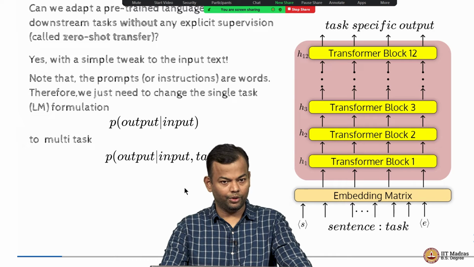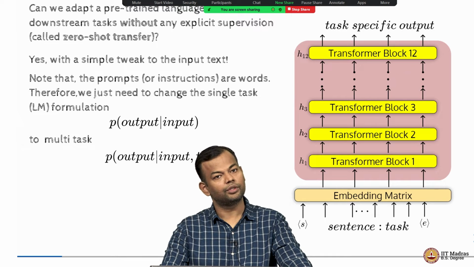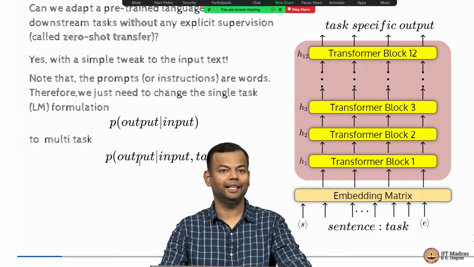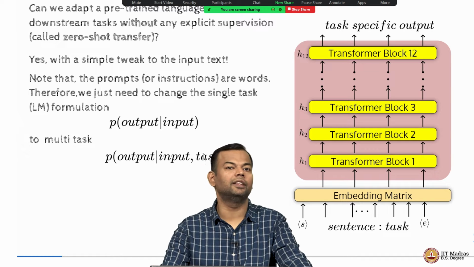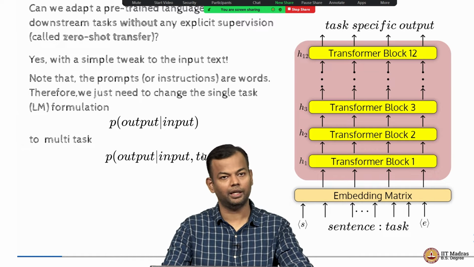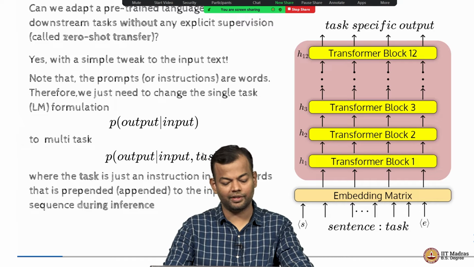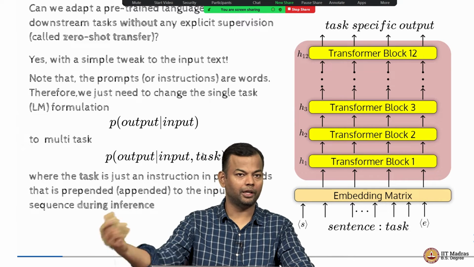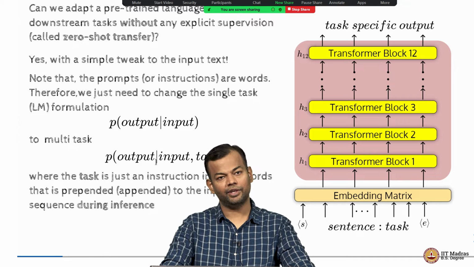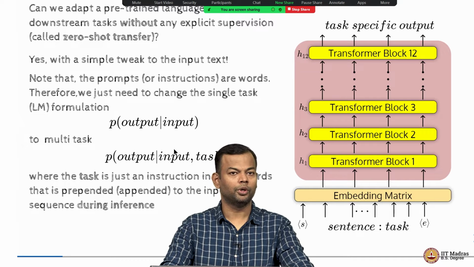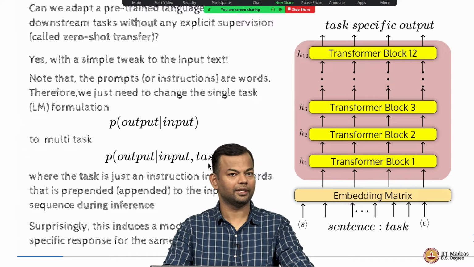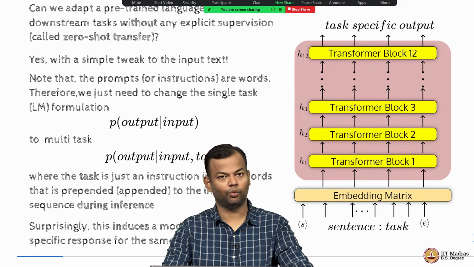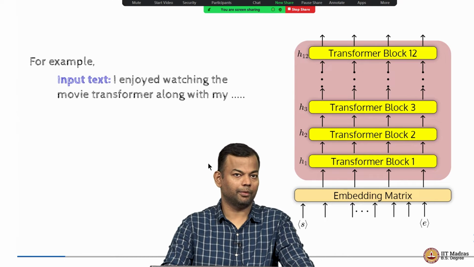And say that, okay, I'm going to give you an input sequence, and I'm also going to tell you what the task is, and then can you produce an output which makes sense given the task explanation that I've given to you, right? And we'll see what this means. So a task is just an instruction in plain words, which is prepended or appended to the input, and then we expect the model to produce an output which of course is aware of what the input was as well as understands what the task is, right? So let's see what that means. And surprisingly, the model did quite well.